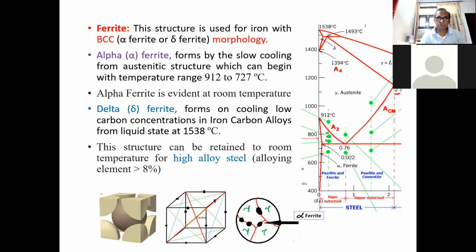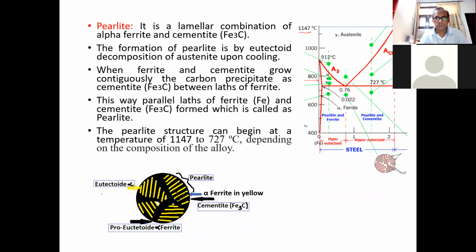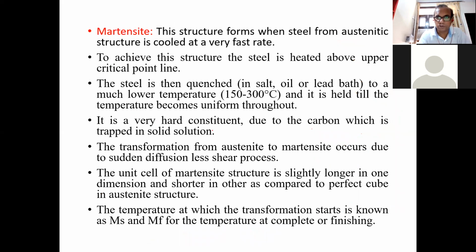the structure will form BCC type, delta ferrite will be formed. But what we are doing, we're not giving time to settle the atoms to get this BCC structure. That means it will make some other type of structure. तो कार्बन को जहां मौका मिलेगा, जैसे होगा वो वहीं पे एडजस्ट हो जाएगा. So that is why it is written, it is a very hard constituent due to the carbon which is trapped in solid solution.